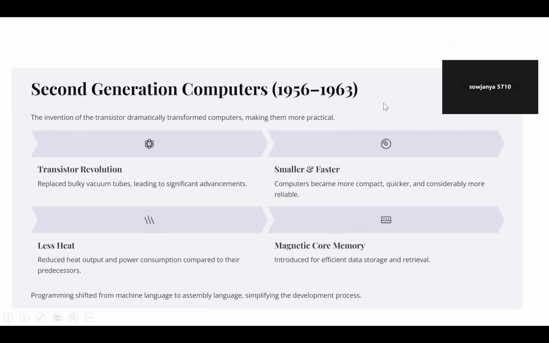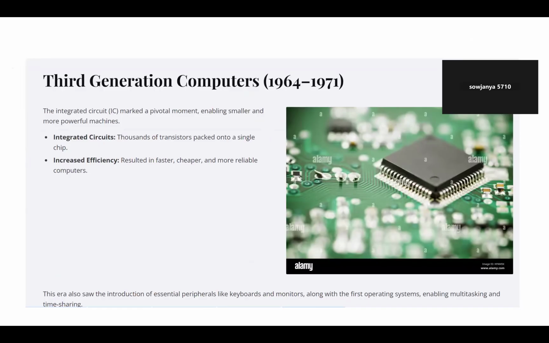And second generation computers, 1956 to 1963, where they are using what? Transistors. The invention of the transistor dramatically transformed computers. What is happening in the transistor revolution? Vacuum tubes are replaced with transistors, so the machines are smaller and faster. They are more reliable and dissipate less heat, with lower power consumption compared to their predecessors. That is the advantage. And there is magnetic core memory, so efficient data storage and retrieval is possible.